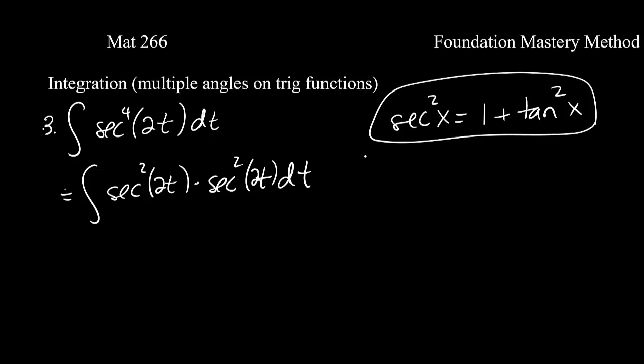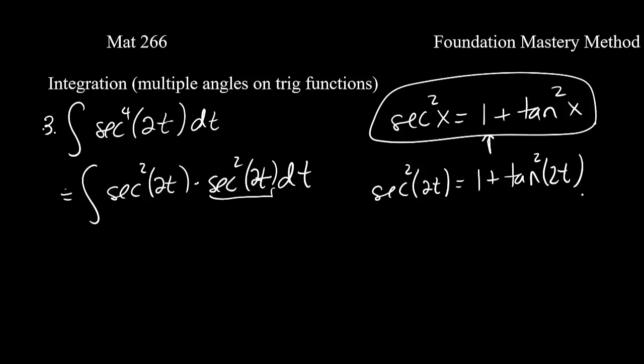Now, why do we do that? Well, now we can apply this identity here to one of those secant squares. So secant squared of x is 1 plus tangent squared of x. So that means that secant squared of 2t will equal 1 plus tangent squared of 2t. So now we have the thing we're integrating is secant squared of 2t times 1 plus tangent squared of 2t.